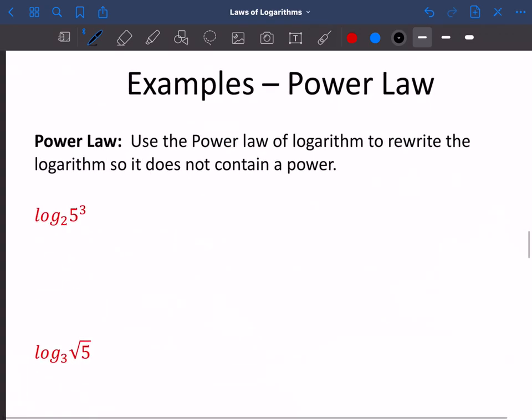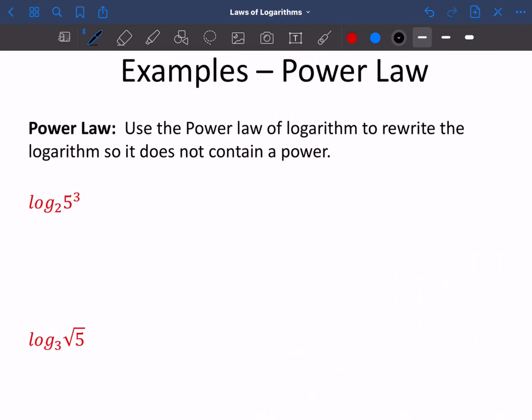So let's practice a few with these. Using our power law of logarithms, let's rewrite this so it does not contain a power. So right now we're taking the log base 2 of 5 to the third power. So we do not want to have this power of 3 in here. So we want to eliminate that by taking that 3 and writing it out front. So we end up with 3 times log base 2 of 5.